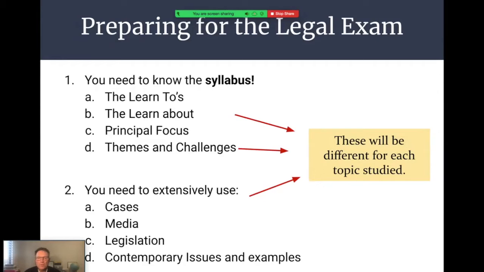When you're answering questions for the exam, you need to be working along the way to make sure you have extensive knowledge of common law cases, media articles which help to evaluate the effectiveness of a legal system, statute law or legislation, and then you need to have specific knowledge of a number of contemporary legal issues from recent times.